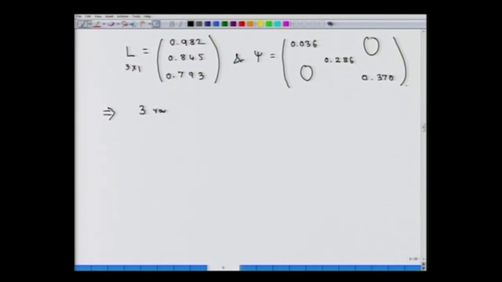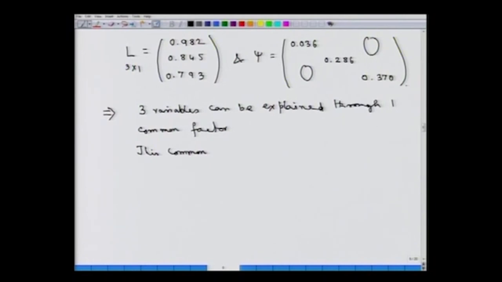So, this implies that the three variables can be explained through one common factor. Now, what is that common factor? If you look at the common factor, it may be interpreted as the general ability as such. This one common factor can be interpreted as the general ability. Now, that of course is an unobservable factor as such.